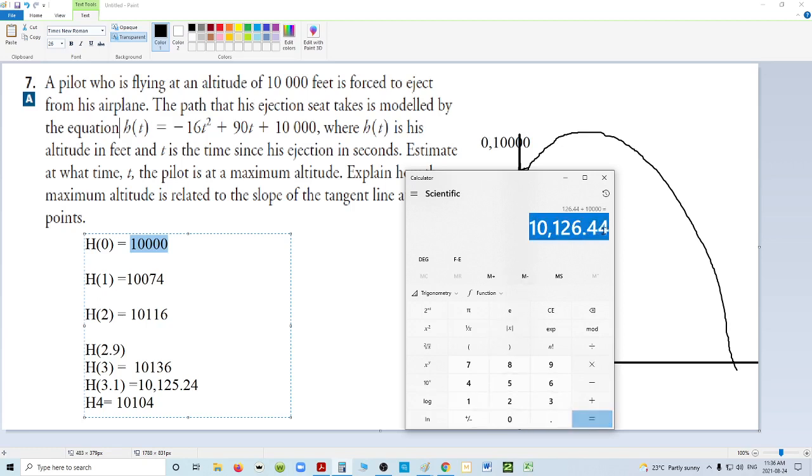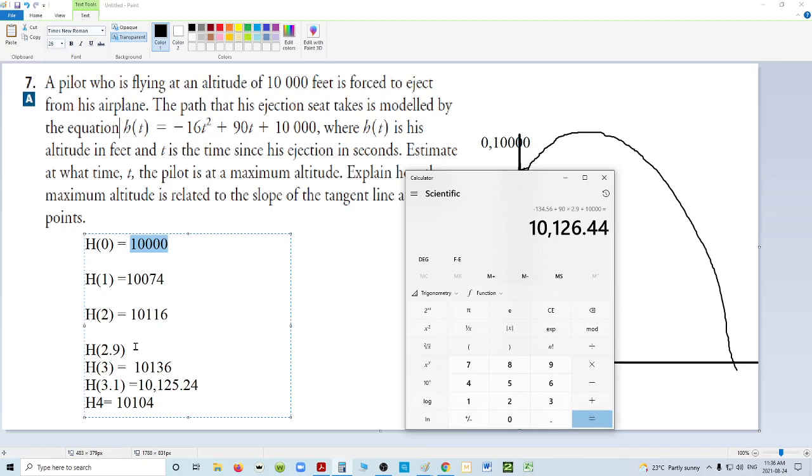Oh, I discover if I did it right, I don't think I did it right, actually. I might have done it correctly. Let's try it again. 2.9 times negative 16, equals, plus 90 times 2.9, plus 10,000.